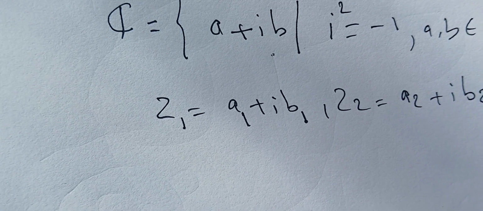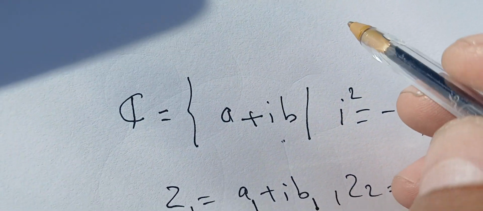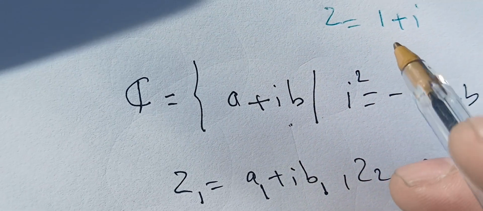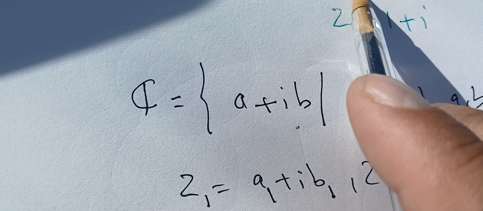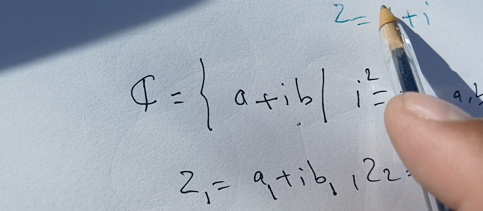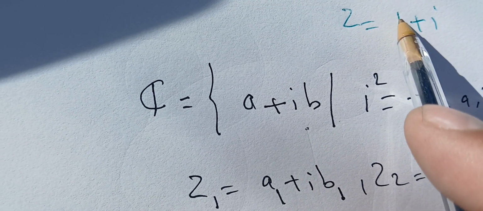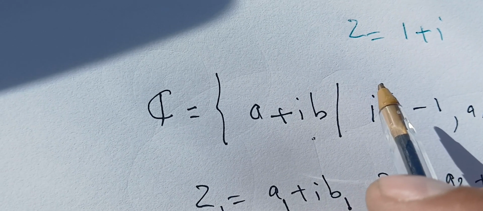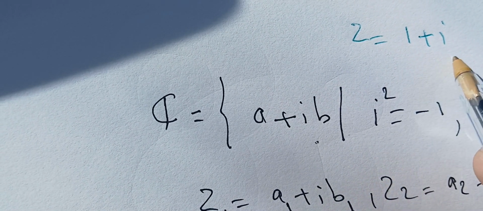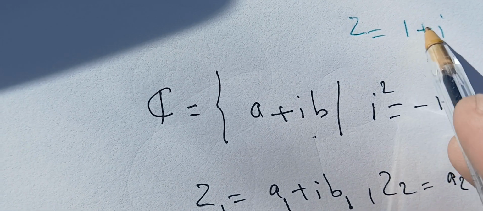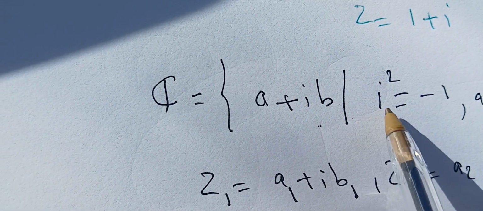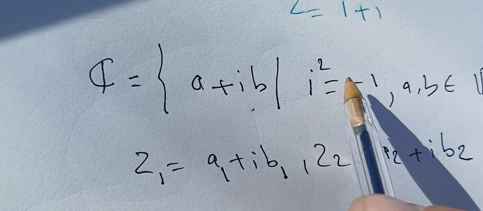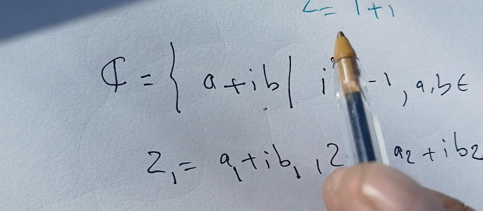For instance, we can take an example. Call it z is 1 plus i. So in this case, this is a complex number with a as 1 and b as 1. Okay, so this is a complex number. Why? Because it's written in this form here. So that's one example.